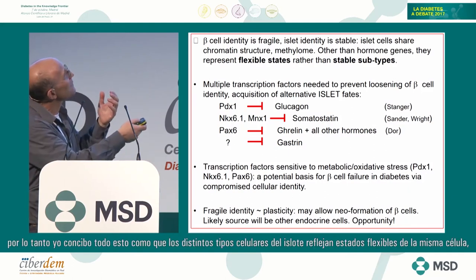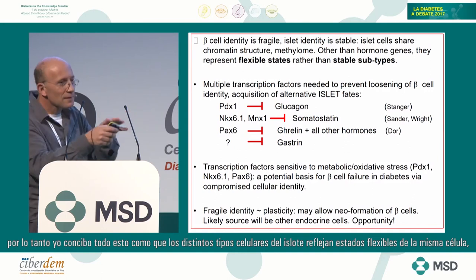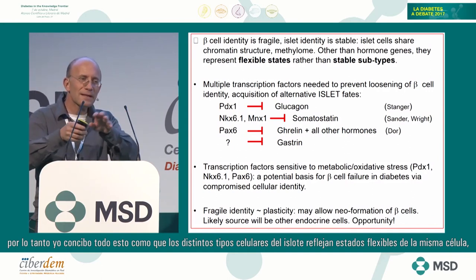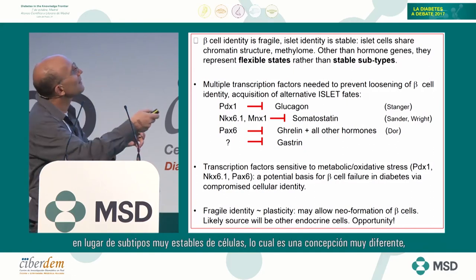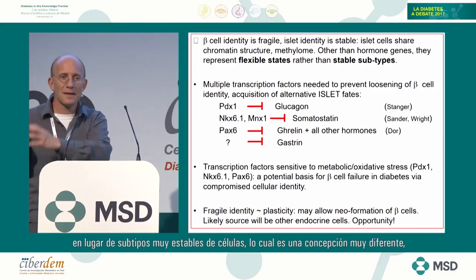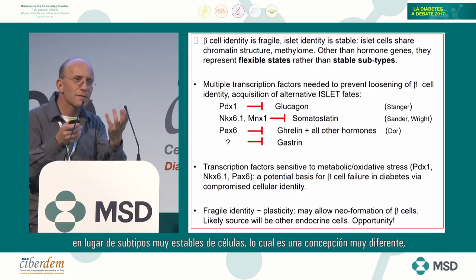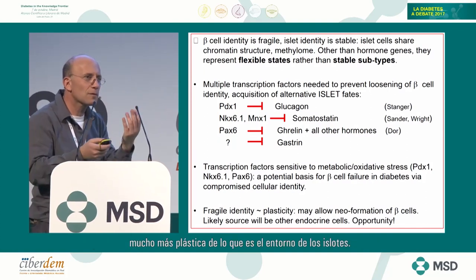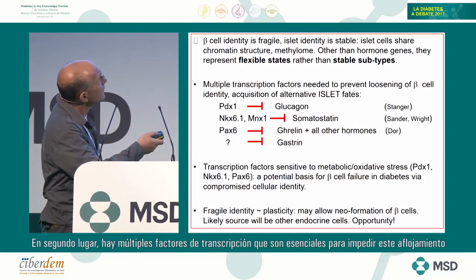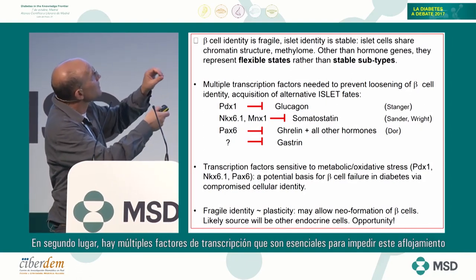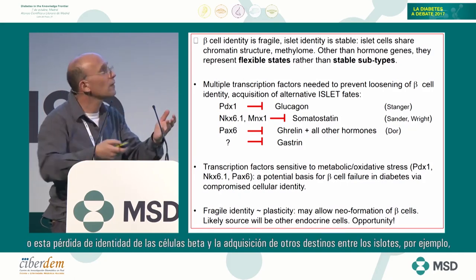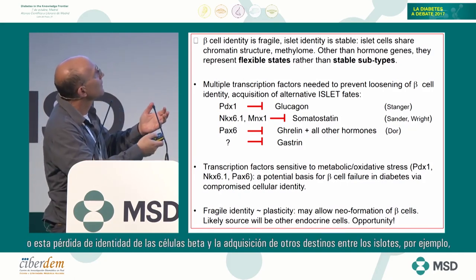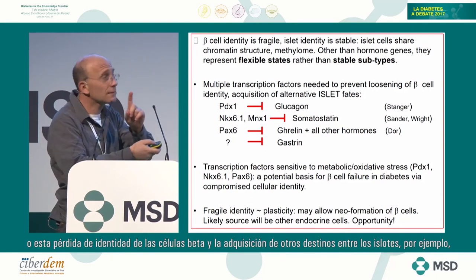So the way I came to think about that is that the different islet cell types are really flexible states of the same cell, rather than very stable subtypes of cells, which is a very different view, a much more plastic view of the islet environment. A second thing is that there are multiple transcription factors that are essential to prevent this loosening of beta cell identity and acquisition of other islet fates.